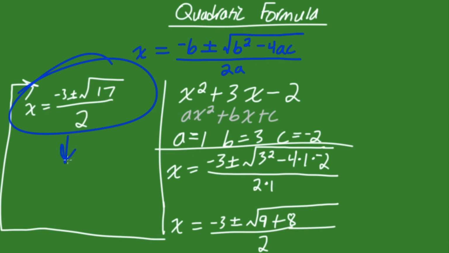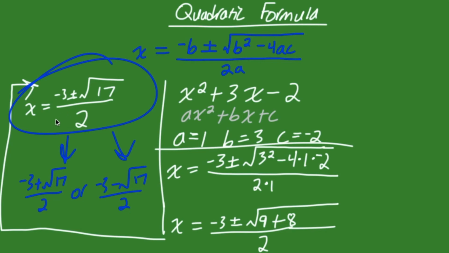Now, one thing to be careful of with this is that means that there are two solutions for x, and that is shown by our plus or minus. So we have minus 3 plus root 17 over 2, or minus 3 minus root 17 over 2. Or you can write it as one answer if you use your plus or minus.